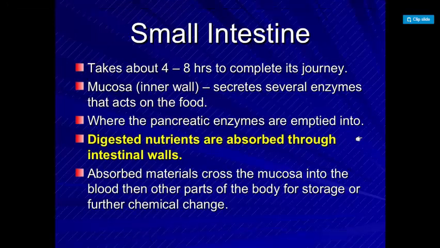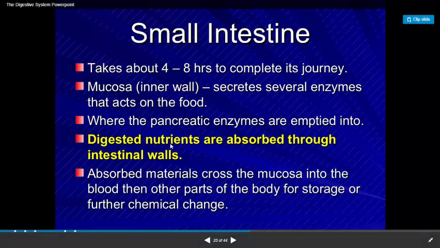Okay, in the small intestine, the food is going to stay 4 to 8 hours. The inside of the small intestine contains several enzymes that help digest the food. In the small intestine, the pancreas, remember we said the pancreas is one of the organs that are present around the beginning of the small intestine, secretes enzymes to help the digestion of the food. What happens through the intestinal wall? The food is going to be absorbed. Absorbed means that it's going to pass from the intestine into your cells.